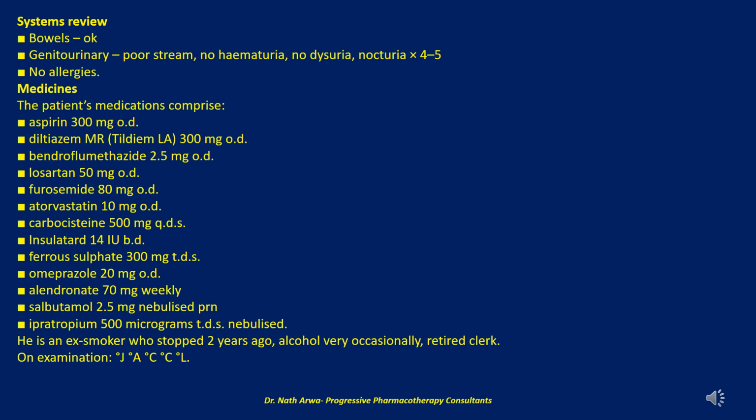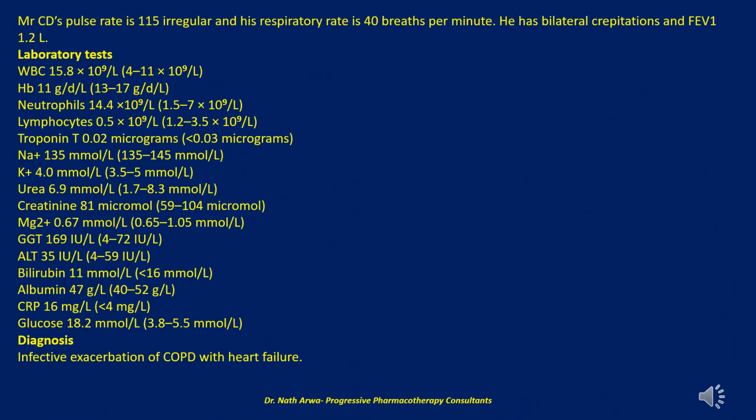He is an ex-smoker who stopped 2 years ago. Alcohol very occasionally. Retired clerk. On examination, Mr. CD's pulse rate is 115 irregular and his respiratory rate is 40 breaths per minute. He has bilateral crepitations and forced expiratory volume in 1 second 1.2 liters.